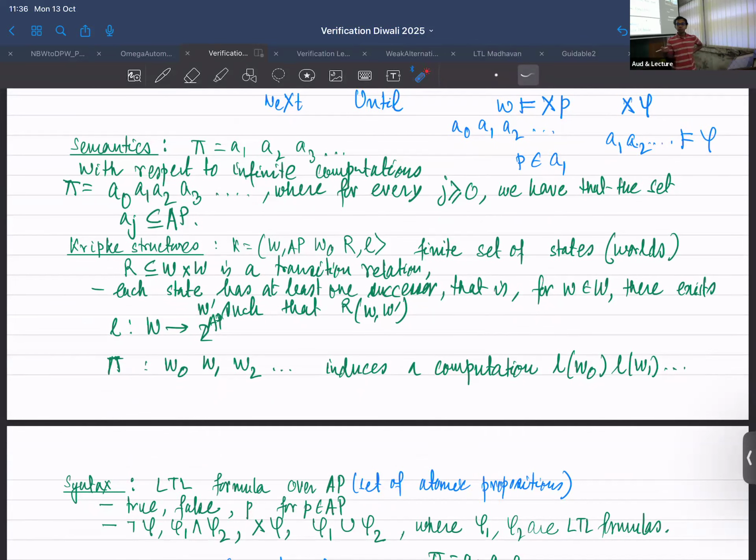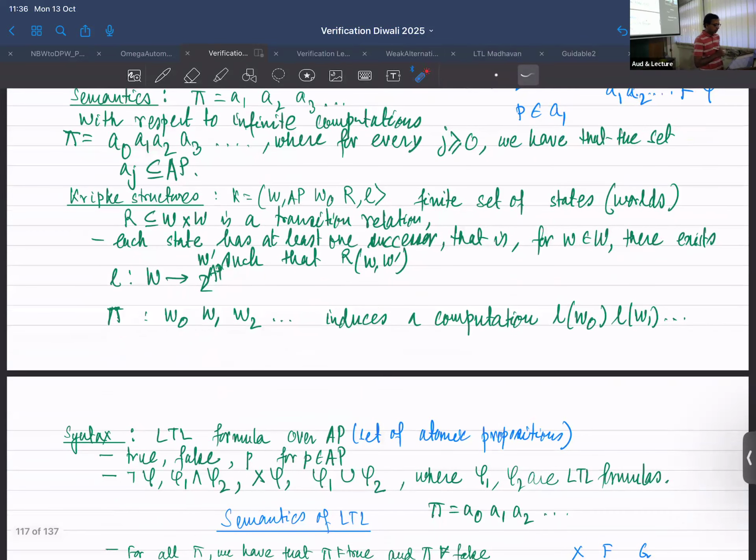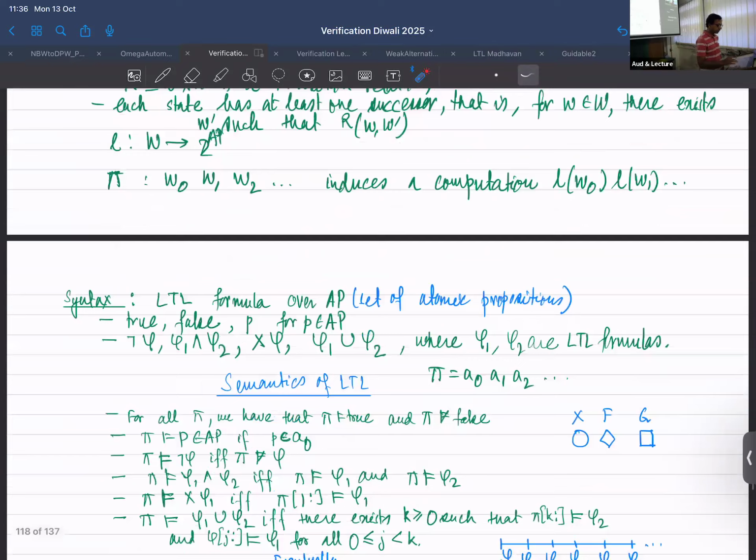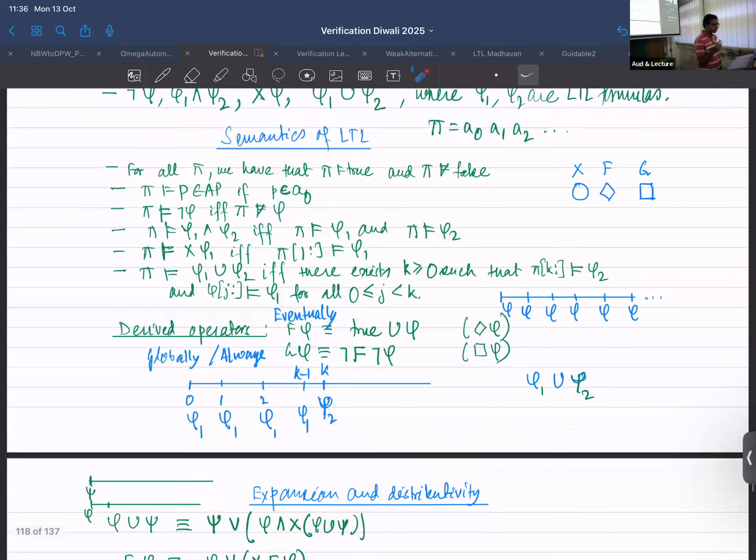on these infinite words, and we also talked about discrete Kripke structures, right? Where you have states, and the states are labeled by these atomic propositions, right? And then a run of the Kripke structure essentially induces such a computation. And we also had the semantics for LTL with respect to these induced computations.